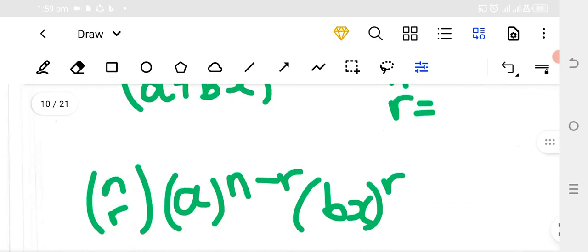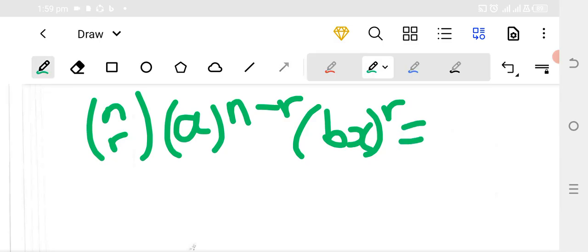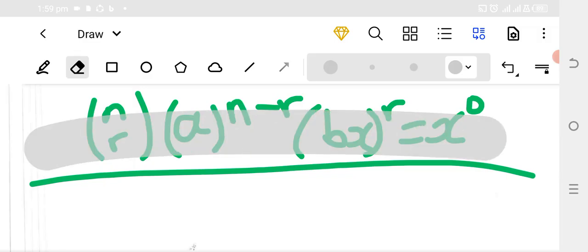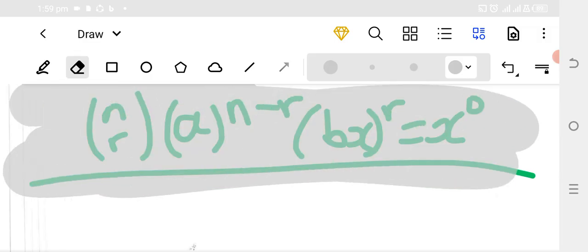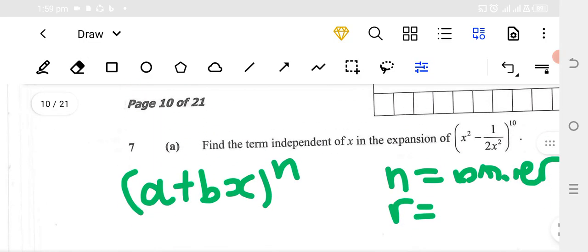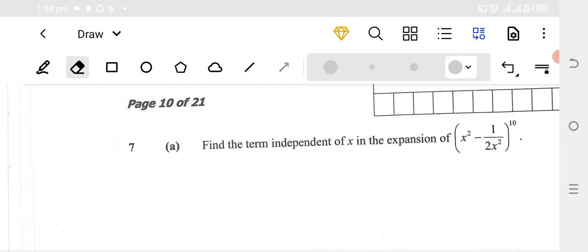So to continue, you have this term. To find the term independent of x, it is the term where x is raised to the power 0. This is the basic formula that you should know. Okay, it's not the exact formula, but it's just an idea of what to do.